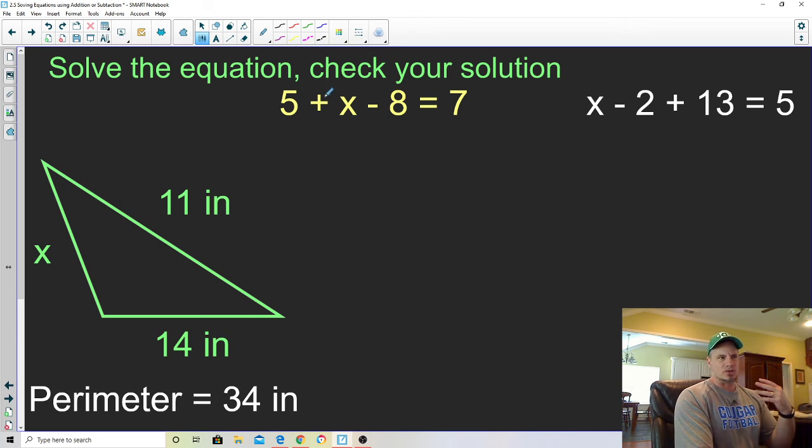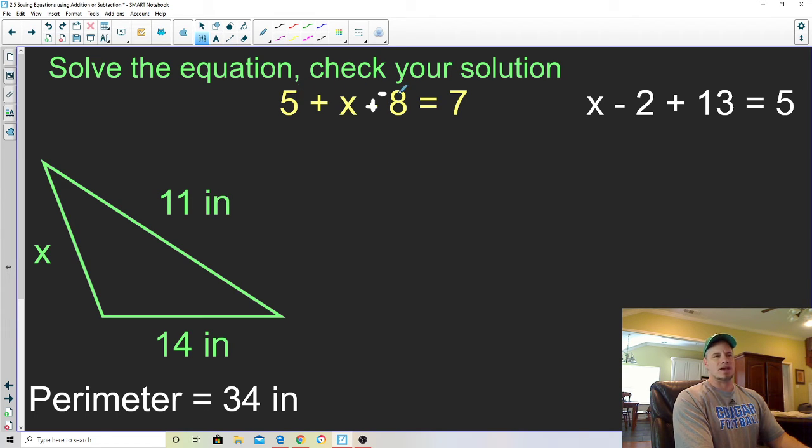Okay, this one requires an extra step. Okay, notice we have two numbers with the variable instead of one. So the first thing we're going to do is get rid of the subtraction sign: keep it, change it, change it. There we go. Now, we want to go back to our last lesson, which is adding like terms, simplifying expressions. So we want to simplify this expression right here.